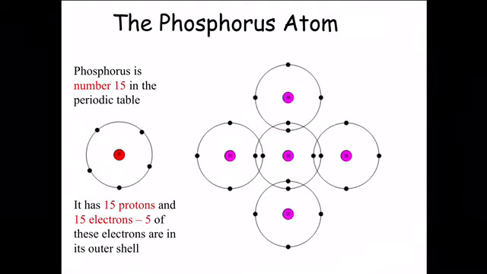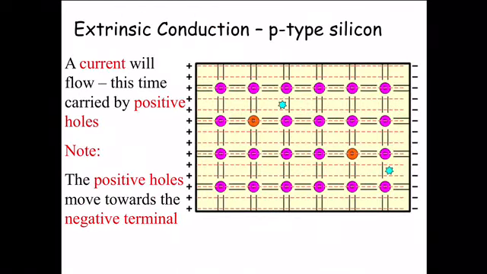So here's the phosphorus. That's it there. We've got the silicon again. We take out the central silicon and we add a phosphorus atom into the middle. And if we do that, then what you can see is we get an extra electron. There we are. Extra electron, free to conduct electricity. So that electron is now not bound.